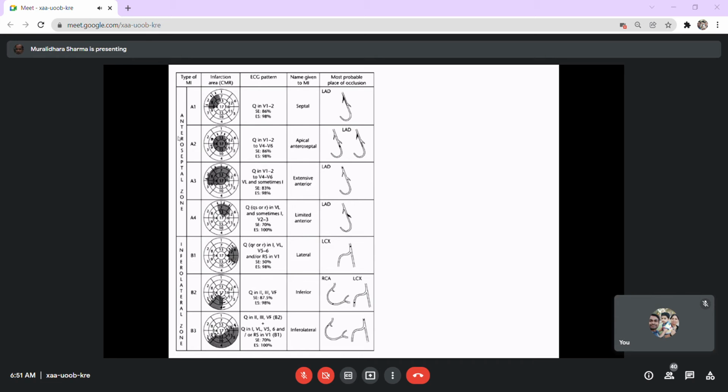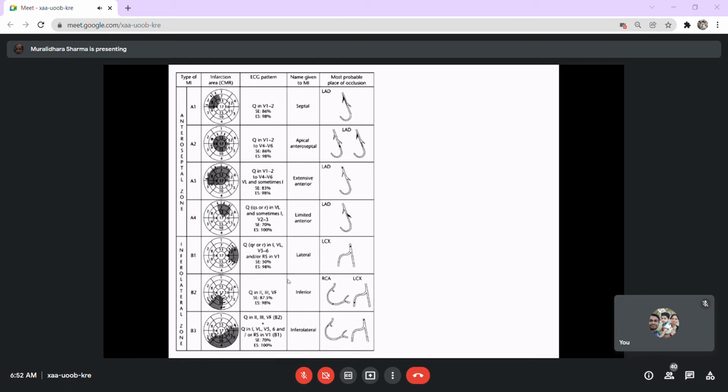Then for the apical area, the superior area of the heart, and the extensive anterior area, it will produce Q waves in V1 to V6 completely, and at times in aVL also to a certain extent. This is suggestive of extensive anterior infarction. Then you have a further classification like limited anterior, where you have Q waves significantly in V2 and V3, a short location.